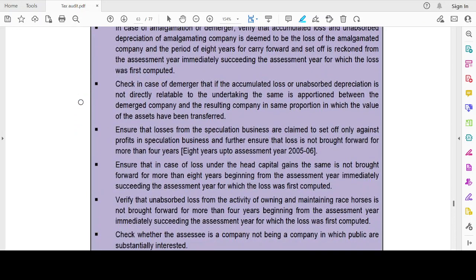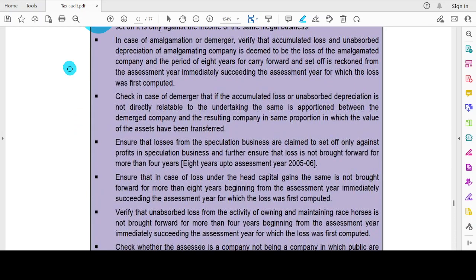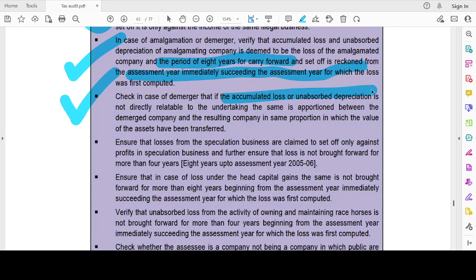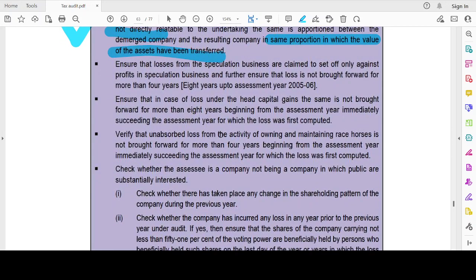See here. In case of amalgamation or demerger, verify that the accumulated loss and unabsorbed depreciation of the amalgamating company is deemed to be the loss of the amalgamated company. The period of 8 years for carry forward is reckoned from the assessment year immediately succeeding the assessment year for which the loss was first computed. Okay. In the case of demerger, the accumulated loss or unabsorbed depreciation that is directly attributable to the undertaking is allocated between the demerged company and the resulting company in the same proportion in which the value of the assets has been transferred. Okay.